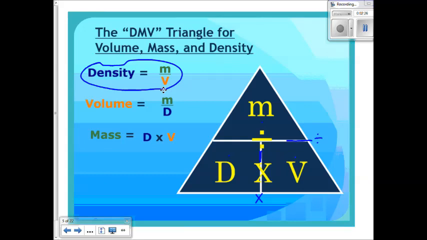So say you're solving for mass. Okay, you don't have mass. So you look here, it'd be density times volume. And that's where you would get that equation. Now say you were missing the volume, then you would take the mass and divide it by the density. That's how the triangle works.